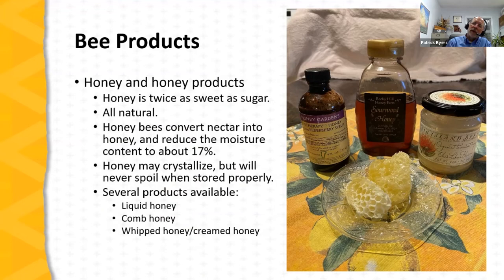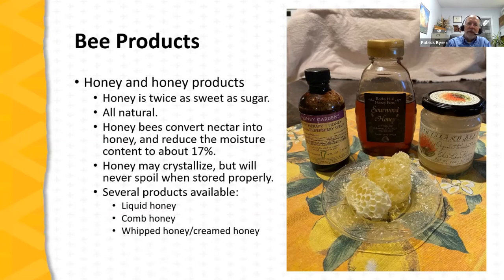There's just a small quantity available. It's collected from the blossoms of the sourwood tree in Appalachia, and the honey flow is a very short period of time, but it's a very valuable honey, and it's a delicious honey. My favorite honey, quite frankly. But certainly specialized honeys offer opportunity. Now, keep in mind that honey may crystallize, but it really doesn't spoil if it's stored properly.